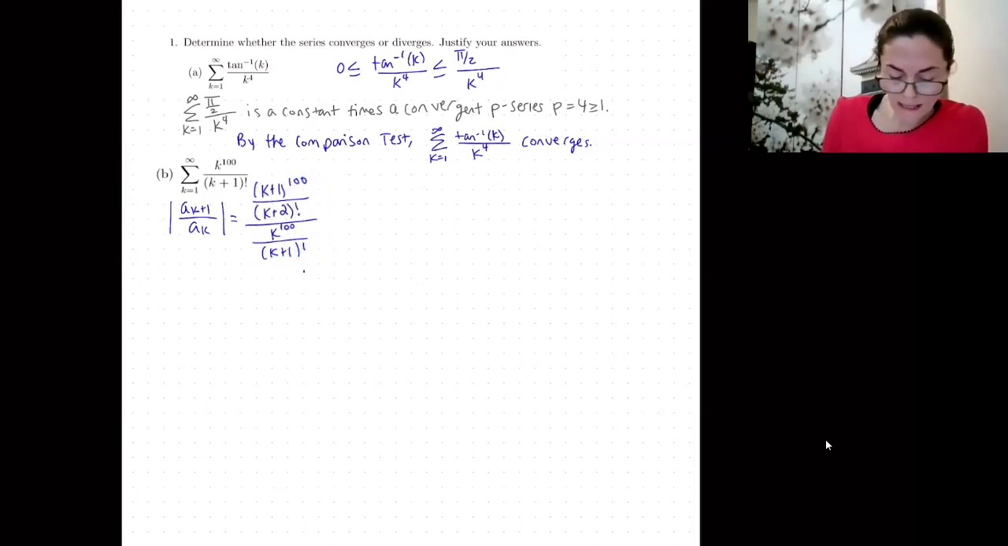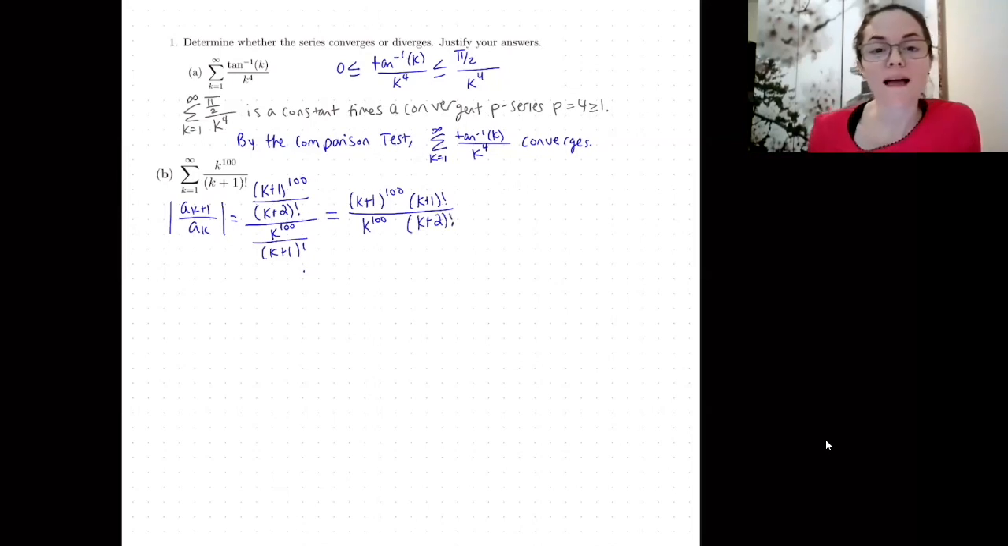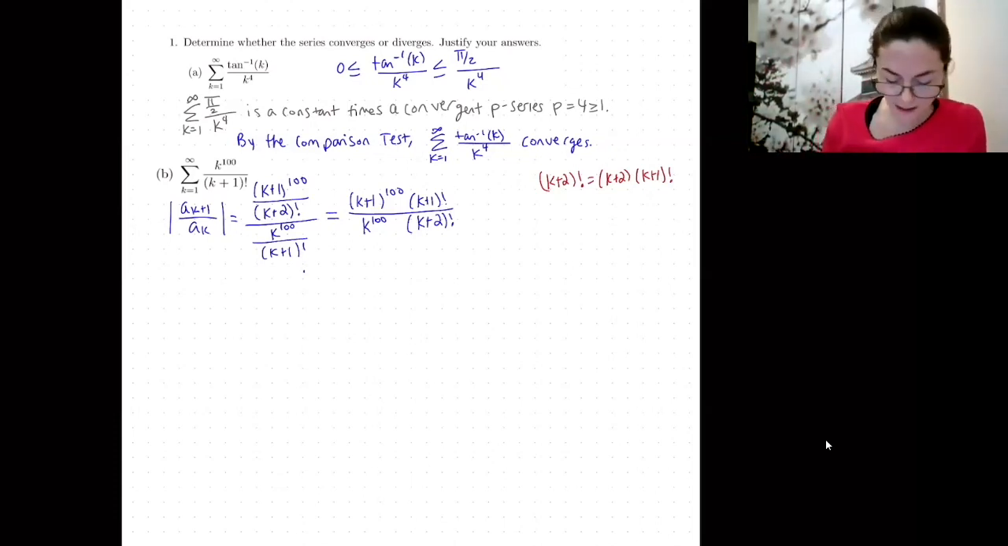Okay, I will invert and multiply because I have a fraction divided by a fraction, and I'm going to line everything up so that we can easily see what goes with each other and what will cancel. So in my numerator, I have k plus 1 to the 100. I also have a k plus 1 factorial. In my denominator, I have a k to the 100, and I have a k plus 2 factorial. Well, k plus 2 factorial, maybe I'll write this over here in the side as a comment. This is a kind of property we use a lot when we see factorials. This is k plus 2 times k plus 1 factorial. So in the denominator, I have a k plus 2 times k plus 1 factorial, and it will cancel with the k plus 1 factorial in my numerator.